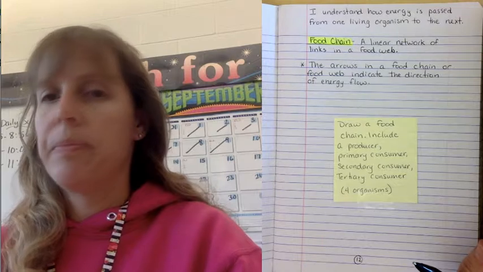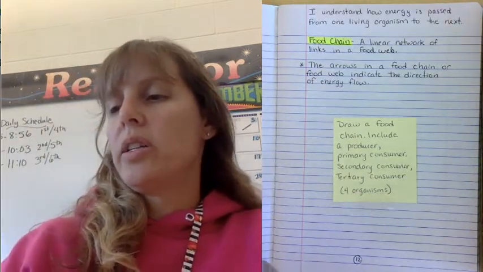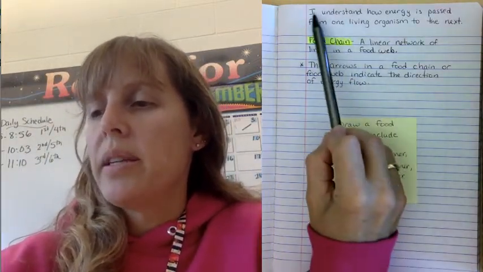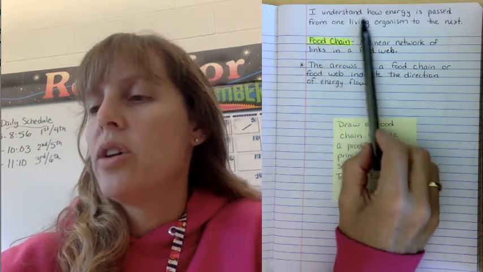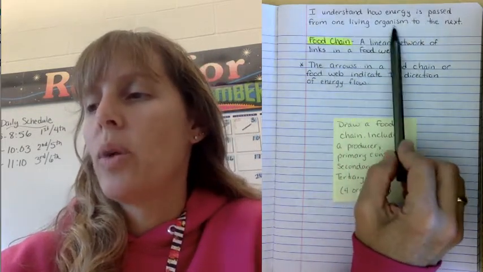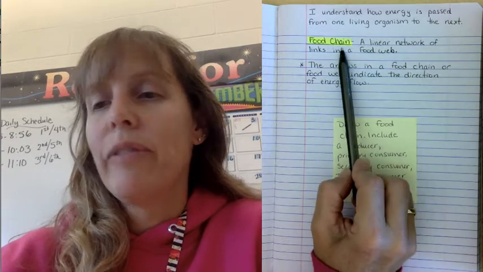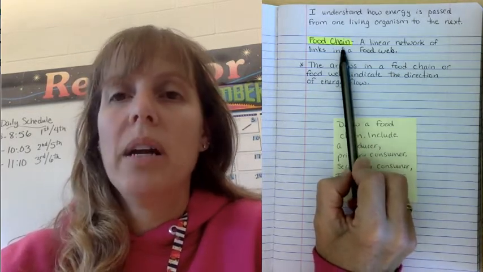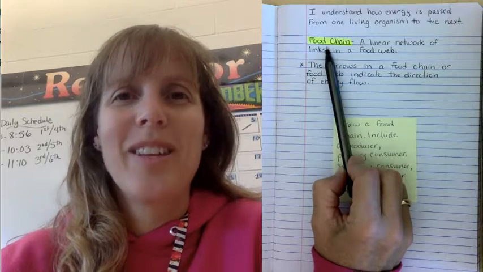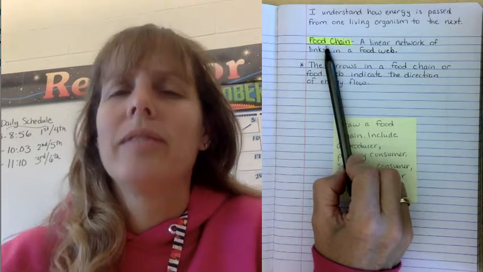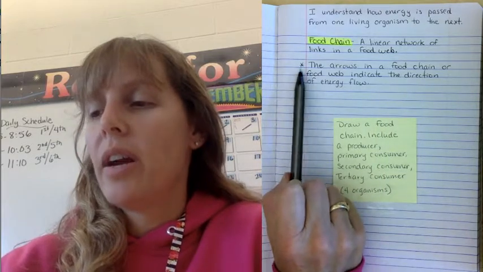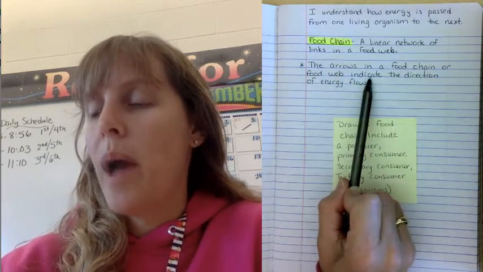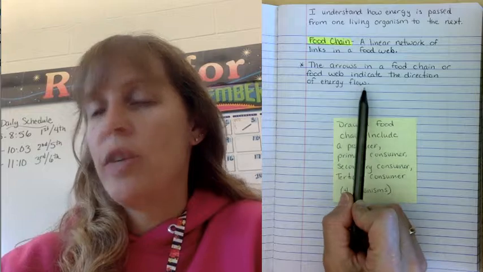a food web. So we're going to change gears just a little bit and look at our next learning target that has to do with the food web and try to understand how energy is passed from one living organism to the next in a food chain. So our important term here is food chain. Say it with me, food chain. All right, you guys are starting to sound smart. A reminder here, the arrows in a food chain or food web indicate the direction of energy flow.